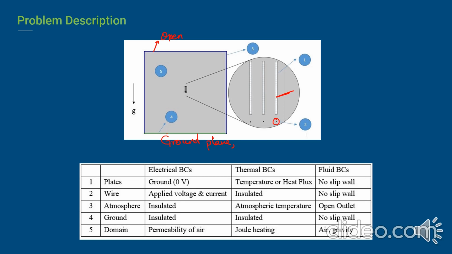Regarding the boundary conditions, the plates were heated, or given some amount of heat flux. The wires were insulated, and throughout the domain we enabled Joule heating. That is a type of heating which occurs when we accelerate fluids in an electric field.